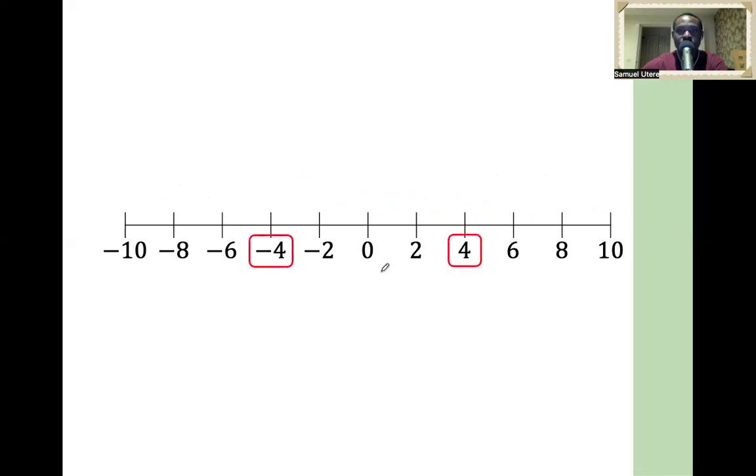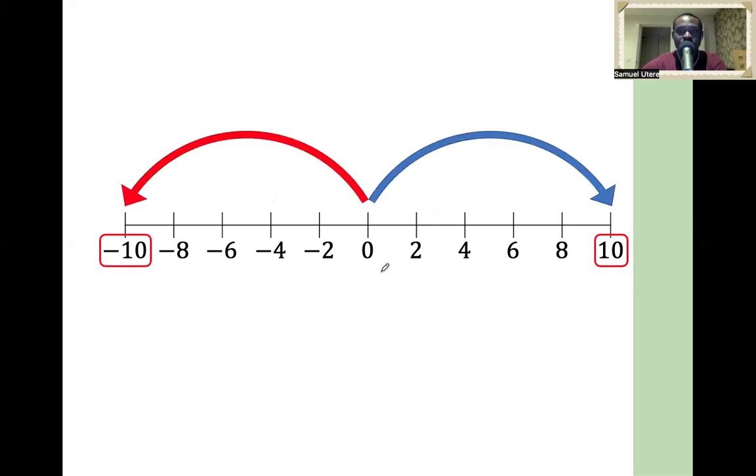Now, have you noticed something between negative 4 and 4? They are of the same distance from 0. Have you also noticed negative 10 and 10? They are of the same distance from 0. They are 5 intervals apart from 0.